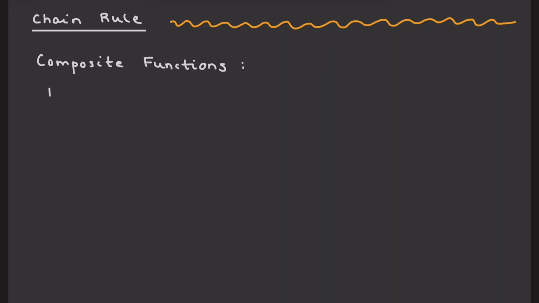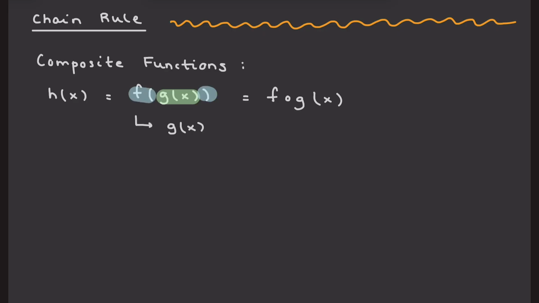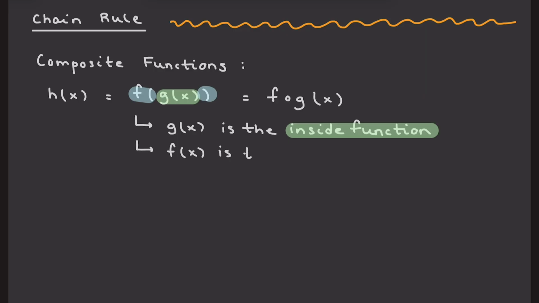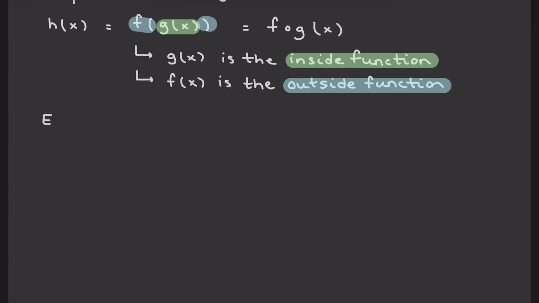Suppose that you have a function h of x that is equal to f of g of x, which is also denoted as (f∘g)(x). Well, in this case, we have that g of x is the inside function, and we have that f of x is the outside function. To better understand composite functions, we're going to see an example.